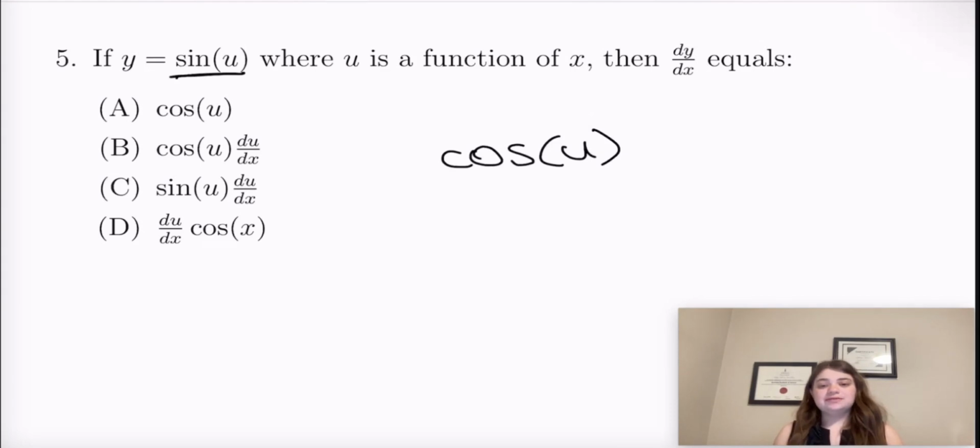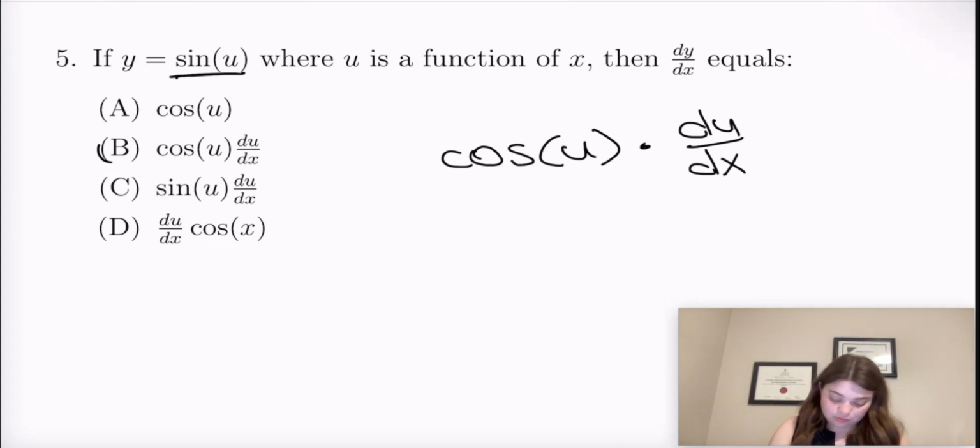And then we would have to take the derivative of u, so times u prime, or they're using a different format here, so this would be times du dx. So derivative of u with respect to x, right? Derivative of what is inside those brackets. We have to include that, otherwise we're not fully doing the chain rule. And so the final answer here would be this one here, letter B.